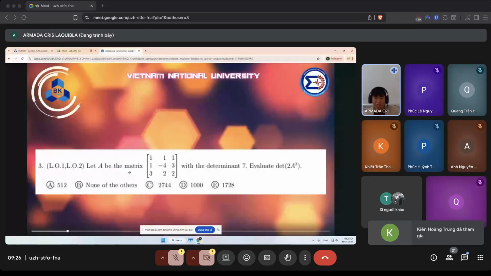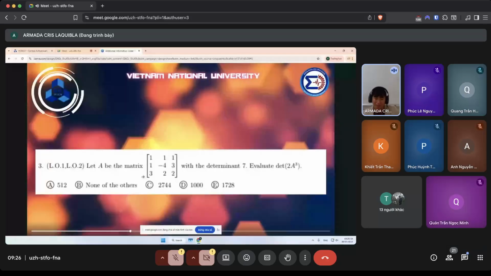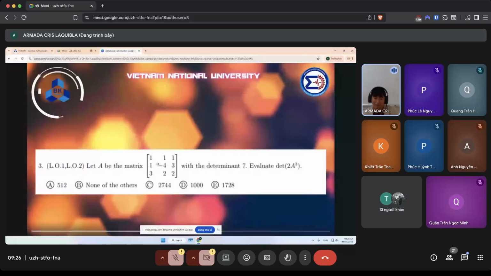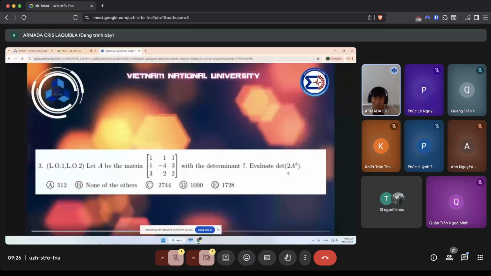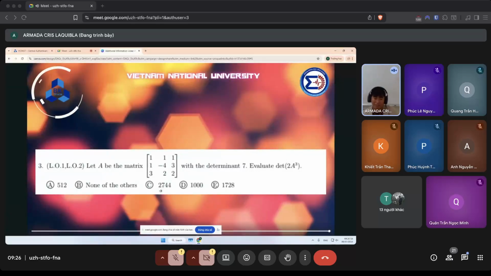with the determinant, which is 7. So if this is not given, class, you have to solve the determinant of the matrix here. Okay? So evaluate 2A cubed. Since this is a 3 by 3 matrix, you raise your 2 to the cube and then the determinant of A cubed. So 2 cubed times 7 cubed, you have here letter C, 2744.